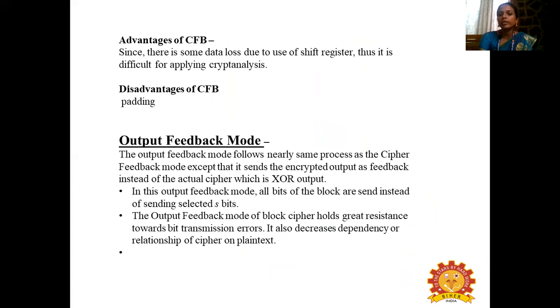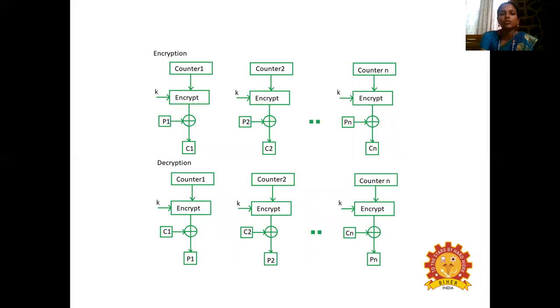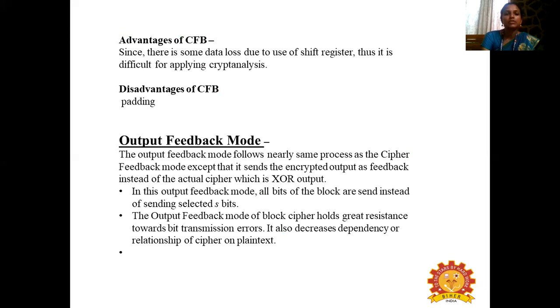To overcome this, we go for the output feedback mode. The output feedback mode follows nearly the same process as the cipher feedback mode, except that it sends the encrypted outputs as feedback instead of the actual ciphertext, which is the XOR output. In output feedback mode, all bits of the block are sent instead of selected S bits. The output feedback mode of block cipher holds great resistance towards bit transmission errors. It also decreases the dependency of ciphertext on plain text. Looking at the diagram, we can easily see this.